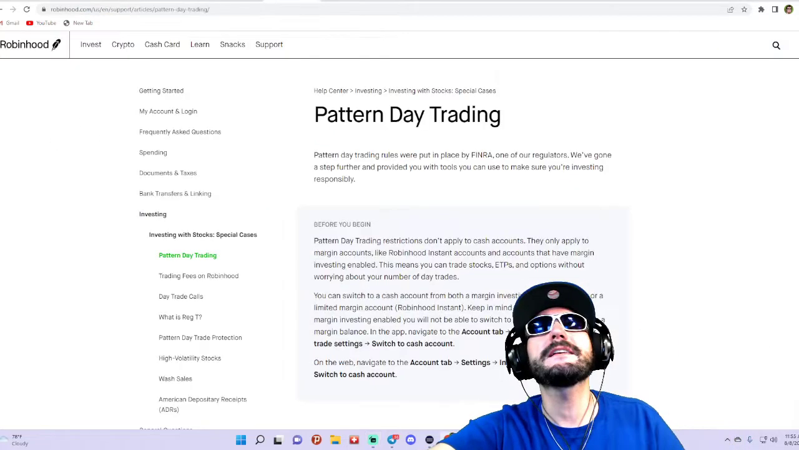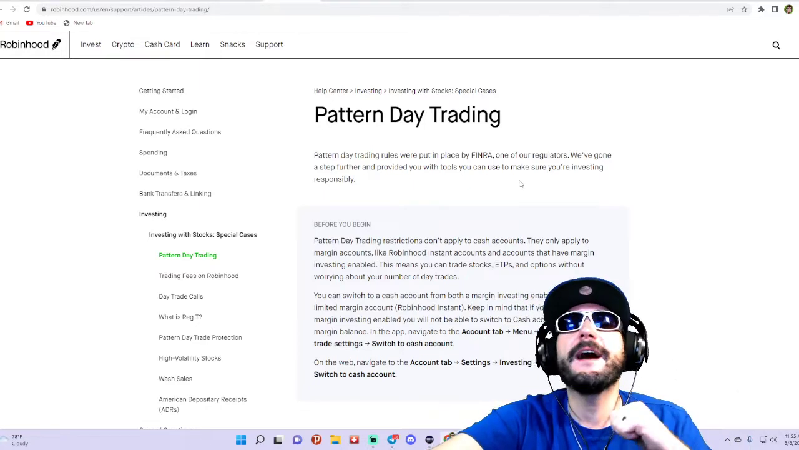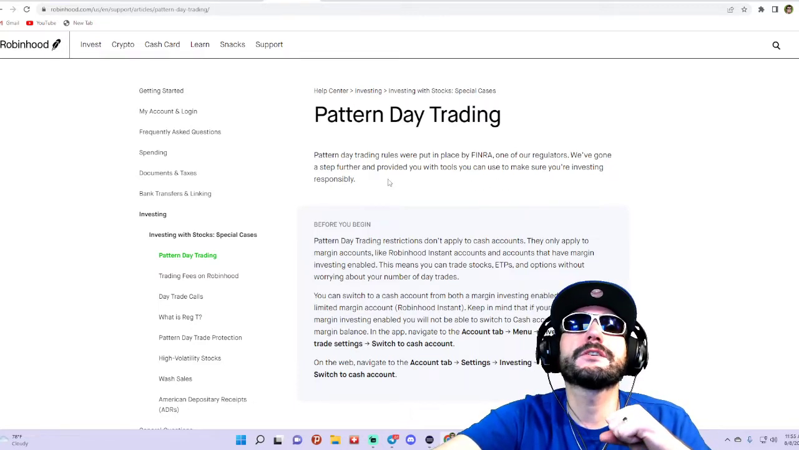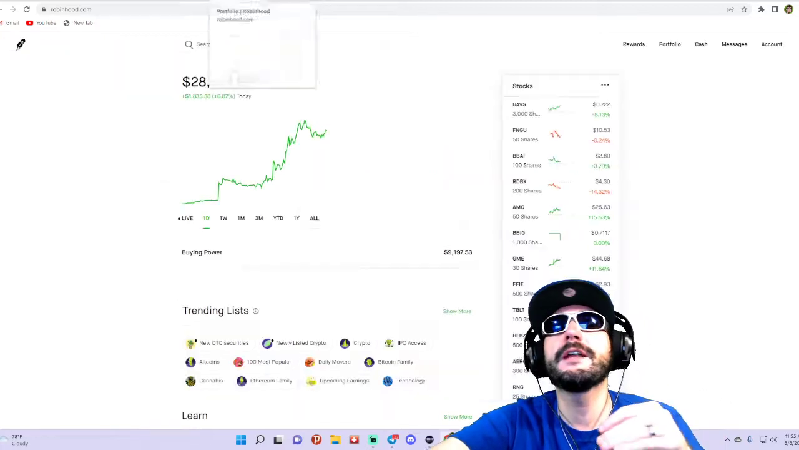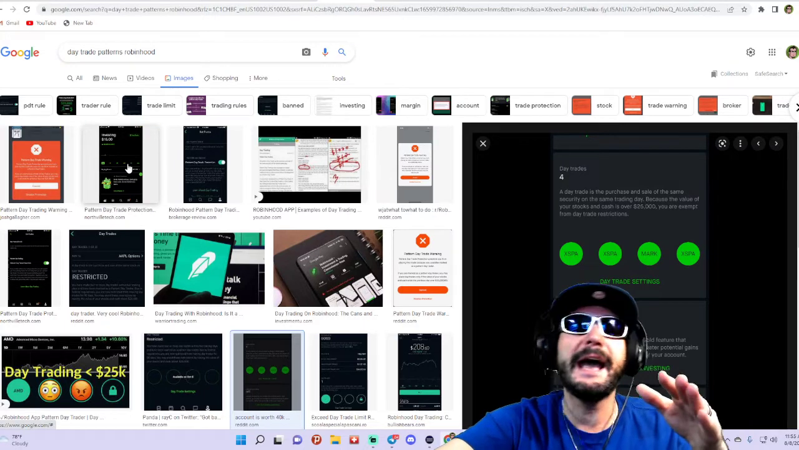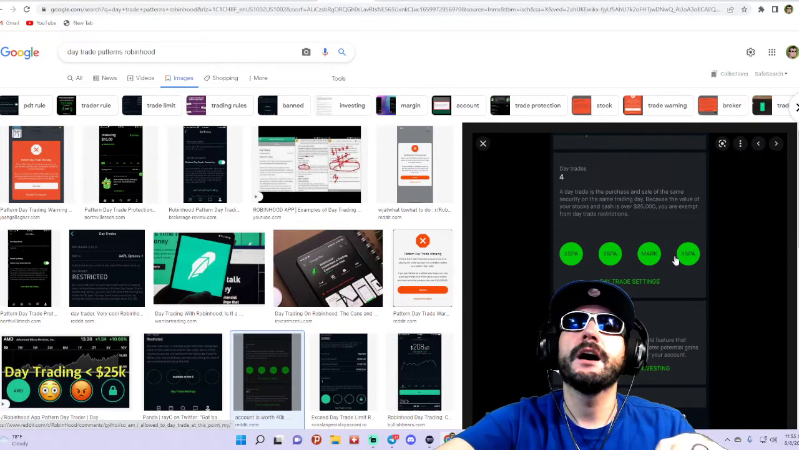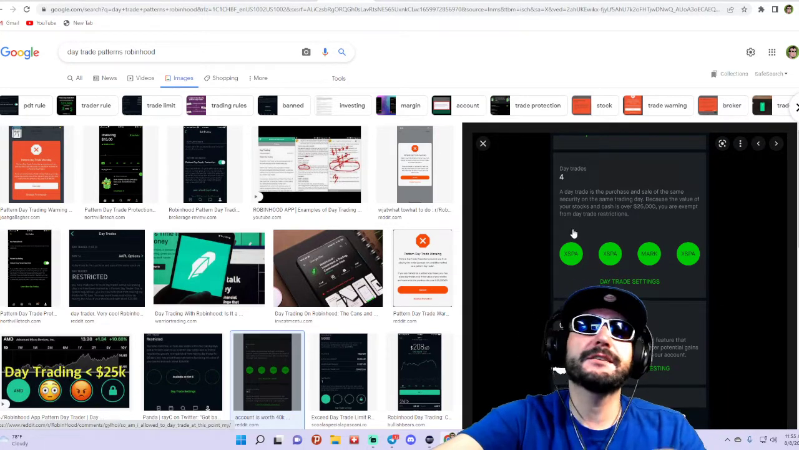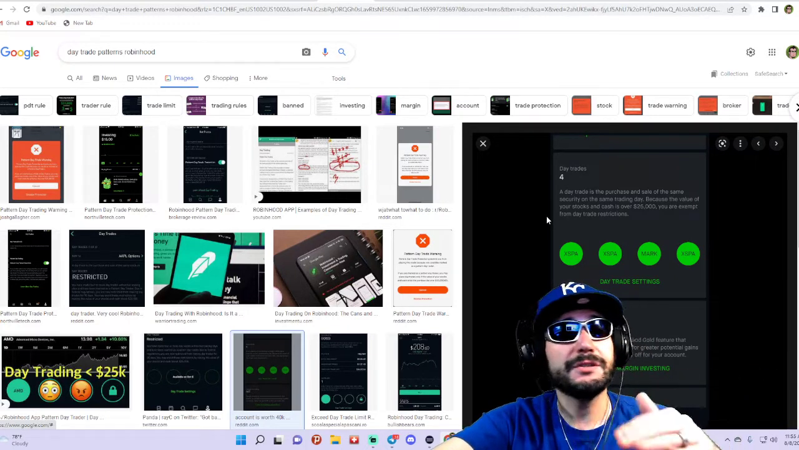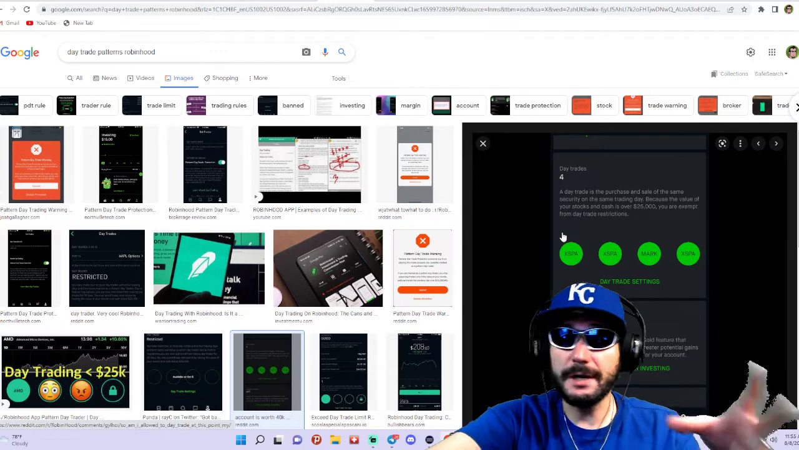So first off, what is day trading? Pattern day trading rules were put in place by FINRA, one of the top regulators, who went a step further and provided you with tools you can use to make sure you're invested responsibly. If you open up your Robinhood app, go into your account, and go to investing, down at the bottom it'll show your day trading settings, and you can change those settings. For instance, if you want to just do a cash account, you can, and you don't have to worry about the day trading pattern restrictions.